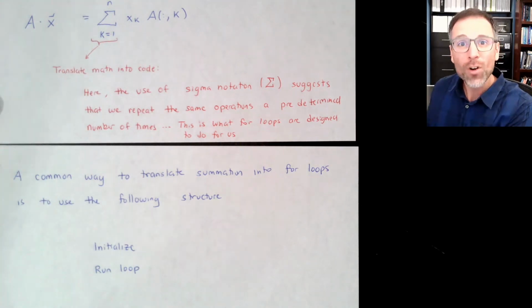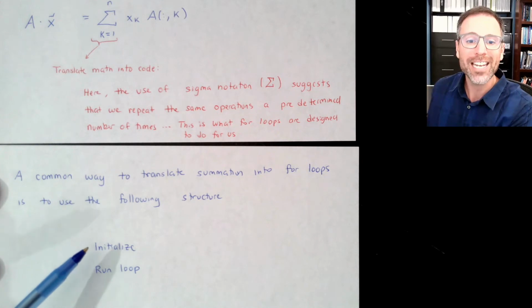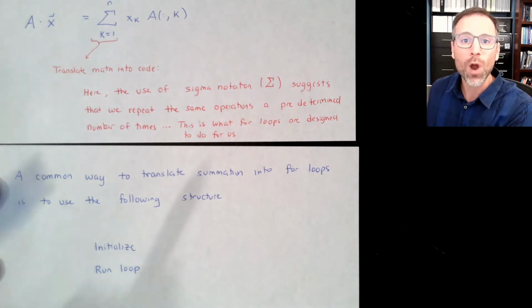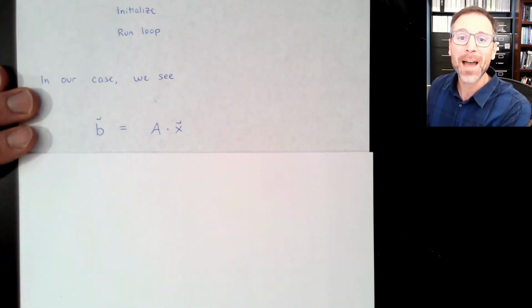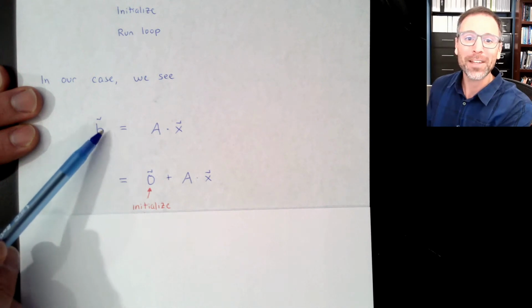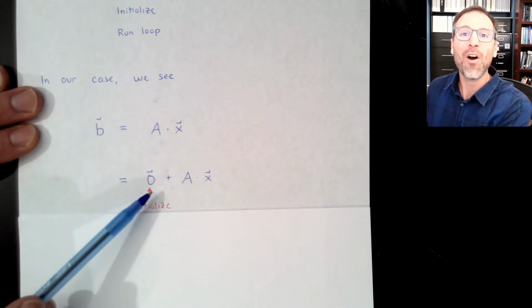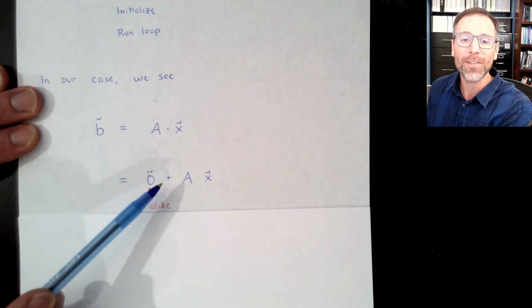And then another hint in using for loops is to use the following structure. First, we're going to initialize the for loop, and then we're going to run the loop to actually do this calculation. To initialize a loop, we can use a mathematical idea that is really, really simple. Specifically, if I want to calculate b equals A times x, I can always add a 0 vector to A times x, and it does nothing to the output of that calculation.